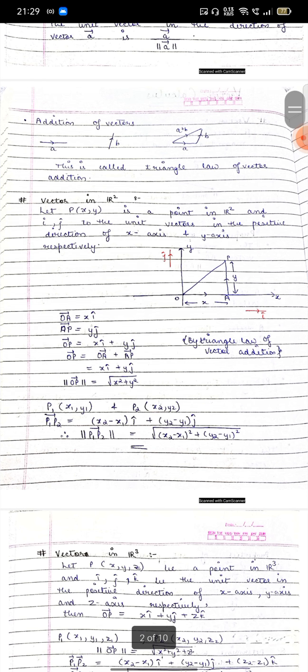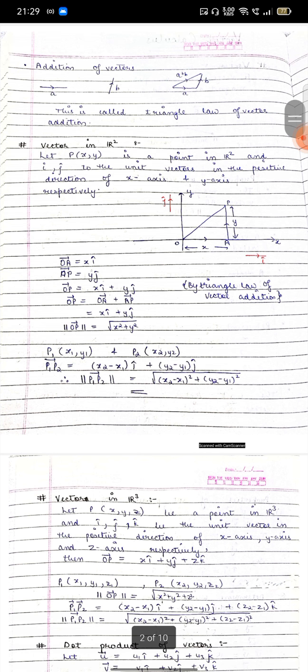Now vector in R2. Let P(x, y) be a point in R2, and i, j the unit vectors in the positive direction of the x-axis and y-axis respectively. Now from the diagram we can see that vector OA is x i cap and vector AP is equal to y j cap. OP vector is equal to x i cap plus y j cap from the triangle law of vector addition. Now OP vector is equal to OA vector plus AP vector, which is equal to x i cap plus y j cap. Mod of OP vector is equal to under root x square plus y square.